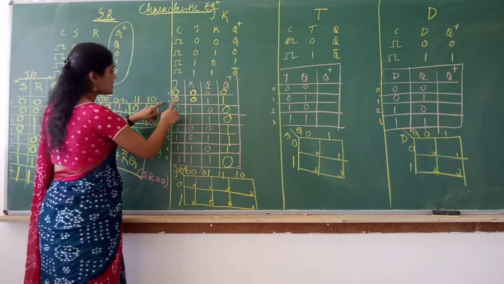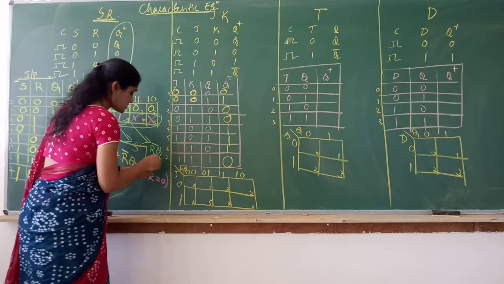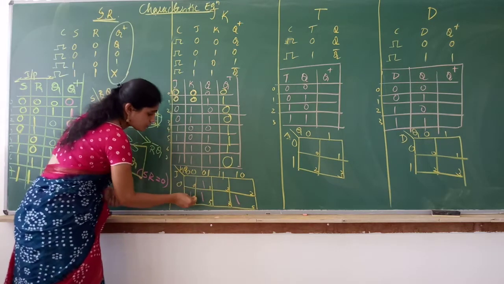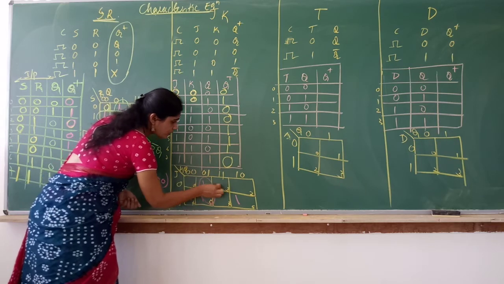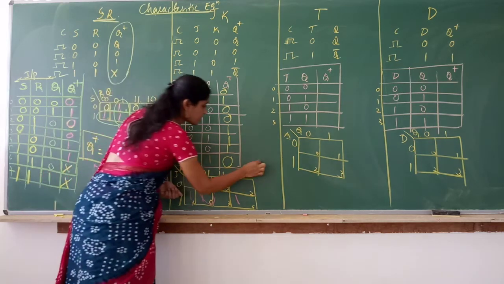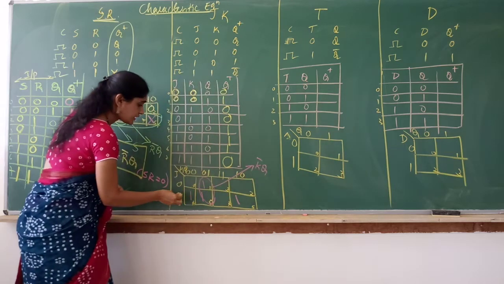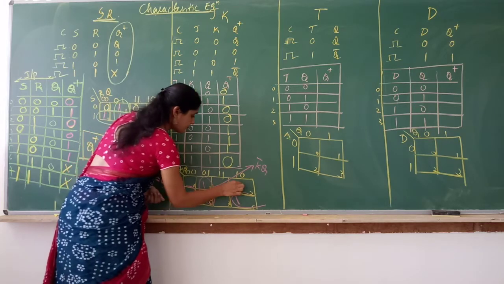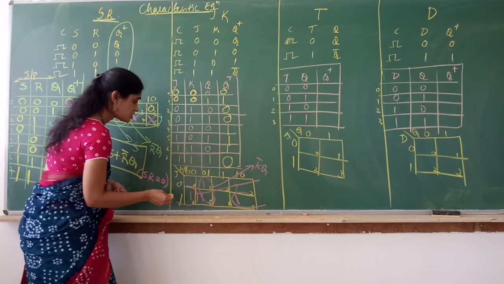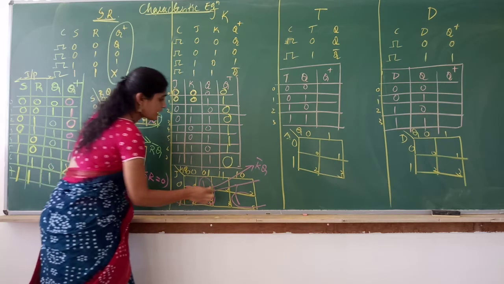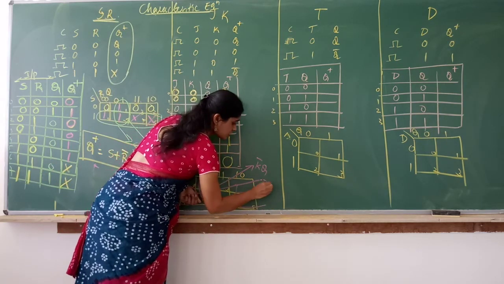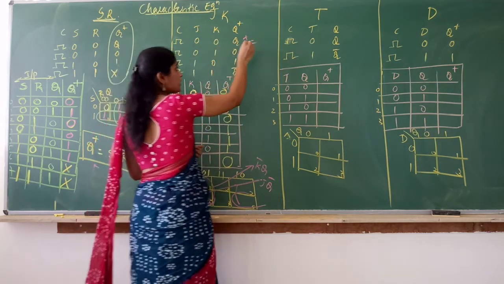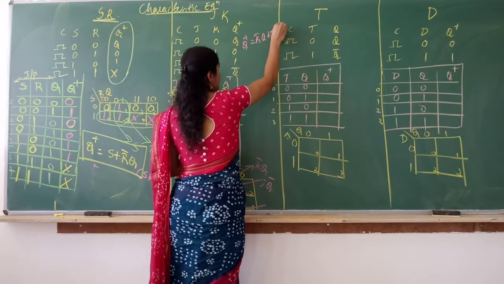Now a 3 variable K-map came up. Write the min terms 1, 4, 5, 6. Now group it. The 1 and 5 can be grouped. So what is the equation I get? K bar Q. Similarly, I can group 4 and 6, adjacent cells. If I group 4 and 6, what is the equation I get? J Q bar. Correct? So what is the equation for JK flip-flop? Q plus is equal to K bar Q plus J Q bar.